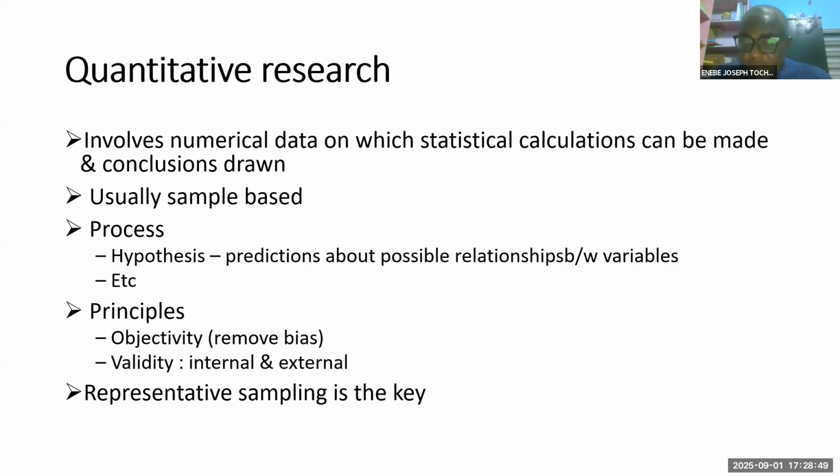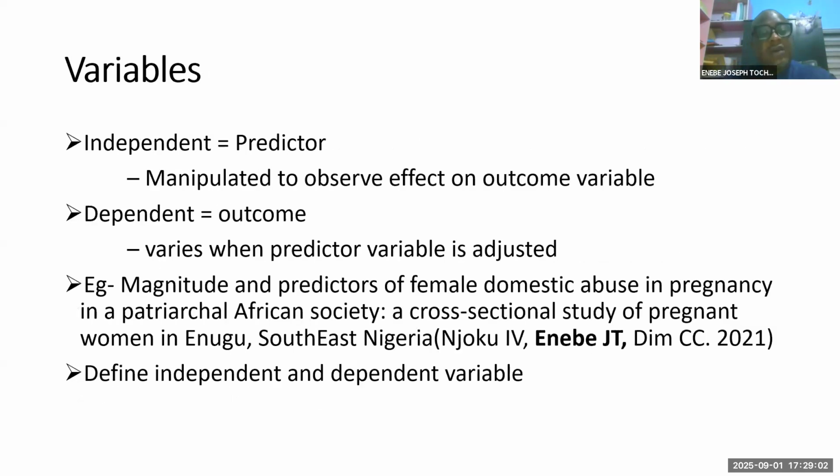Now, representative sampling is key. So if you want to get a true story of this quantitative research, you must make sure that all the people participating in the research are well represented. So from this, we now go to variables. I'm sure you must have been hearing about variables. Now, we have what we call dependent and independent variables. An independent variable doesn't depend on anything. So that's the predictor variable. If you manipulate that variable, you now get the outcome variable.